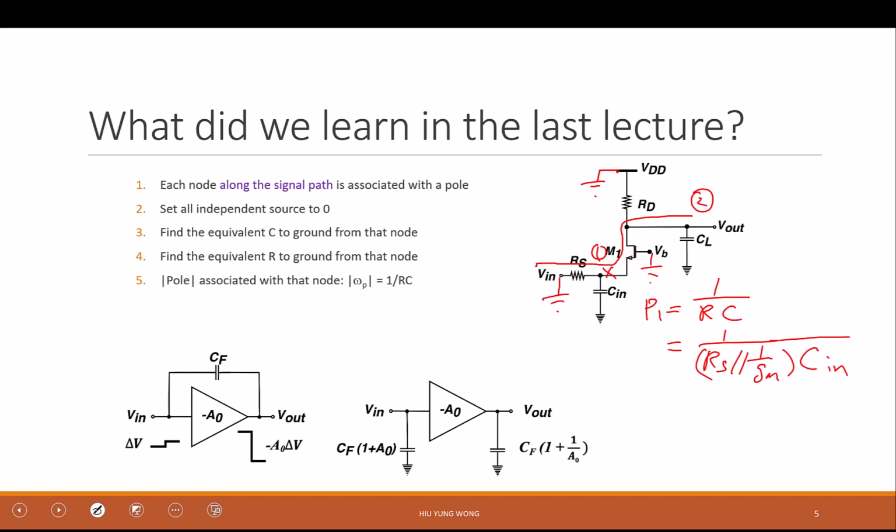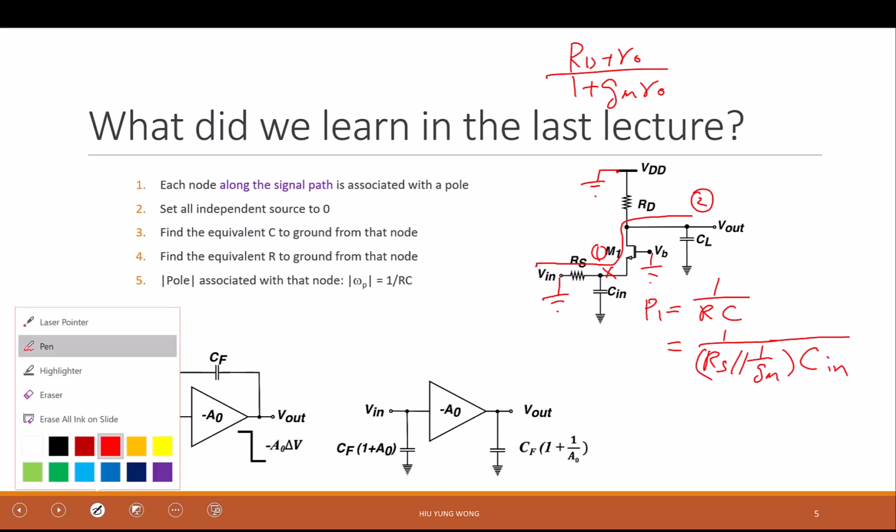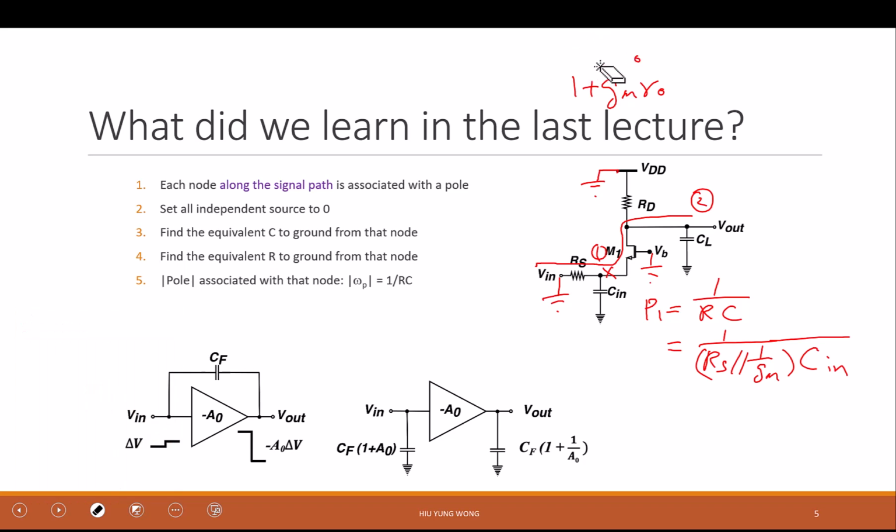I think it is RD plus R0 divided by 1 plus gm R0. Okay, I think I'm right, but just in case I'm wrong, I will erase it because we have this in the previous lecture, right? So for those who did not listen to the video, won't get confused. Is that okay? Now, this is a very important question and very important concept. Are you okay with this?